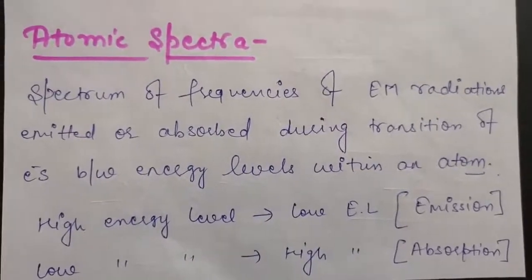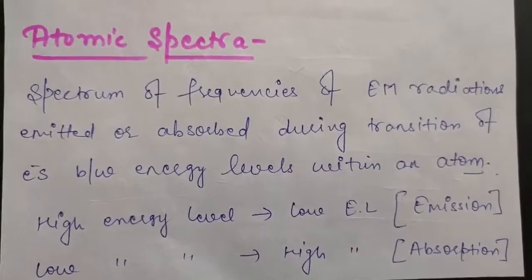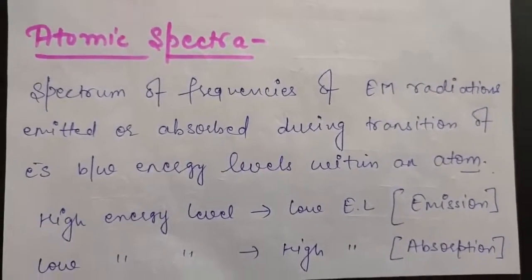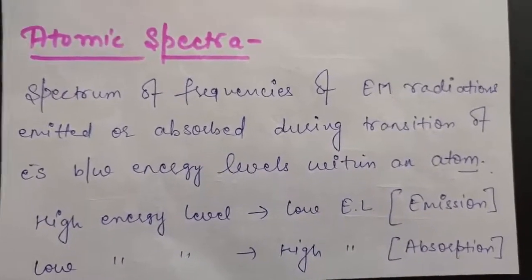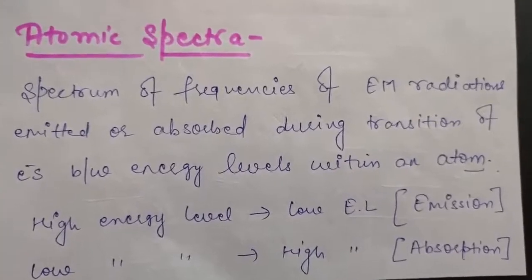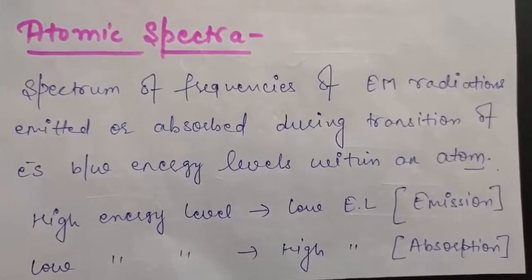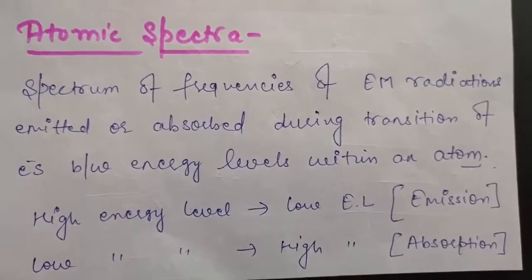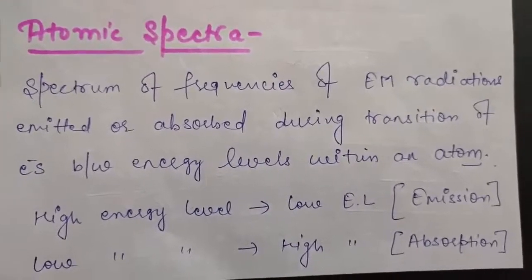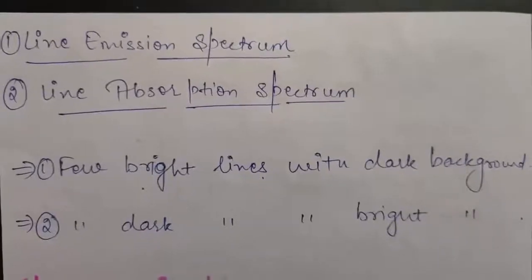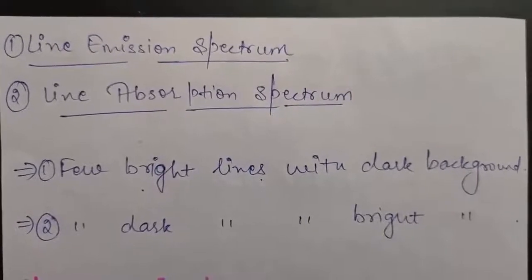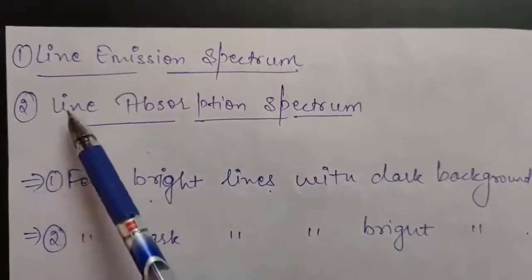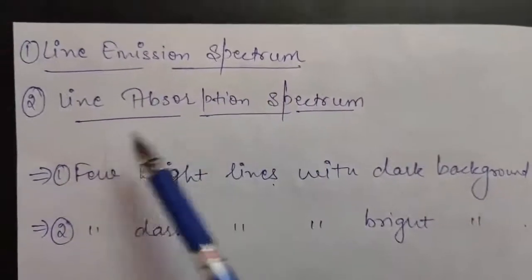So you can say the electron will go from this low energy level to a high energy level when it has absorbed some electromagnetic radiation. Okay, so this was the atomic spectra. Now based on this atomic spectra, spectral series were formed, and it was also said that there are two types of spectrum: line emission spectrum and line absorption spectrum.